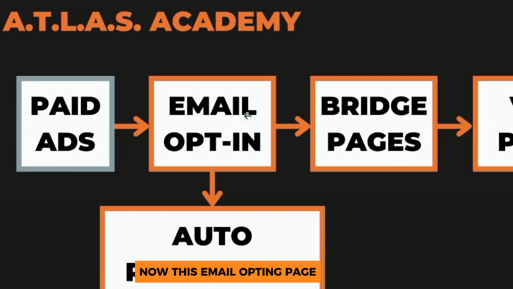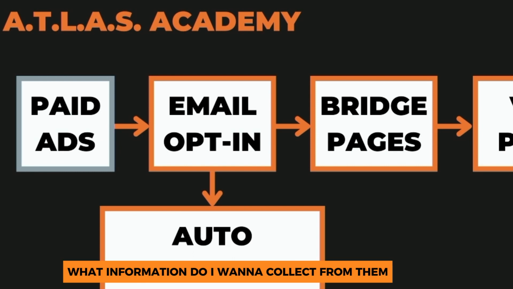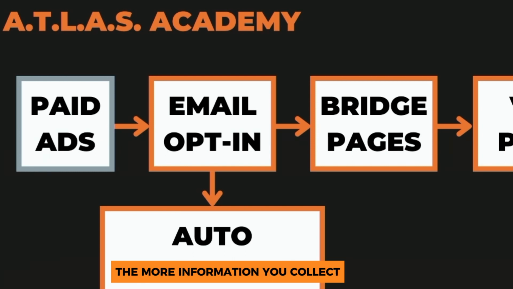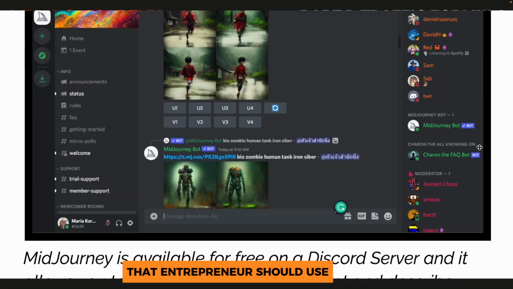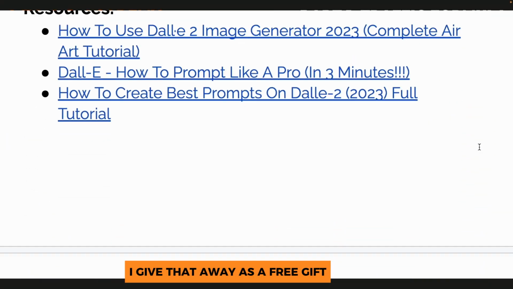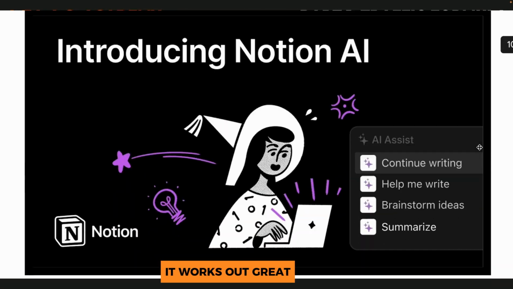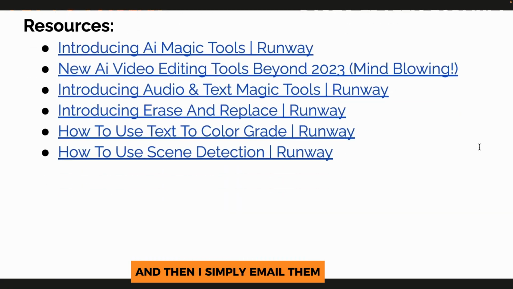Now, this email opt-in page should have what's called a lead magnet. It should simply be something that you give away for free in exchange for a name, email address, phone number, whatever information you would like to collect. So if you want a lead for your business, you gotta think, what information do I wanna collect from them? The more information you collect, the bigger of a free gift you should give. An example of a free gift might be a PDF. For example, what I did was I made a list of 101 AI tools, artificial intelligence tools, that entrepreneurs should use. I give that away as a free gift in exchange for their name and their email. It works out great. People give me the email and then I simply email them the PDF.